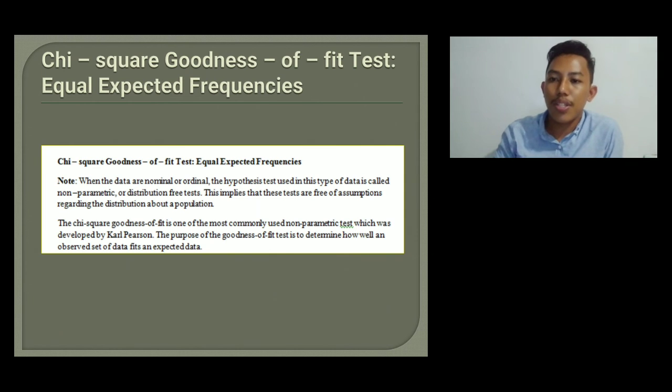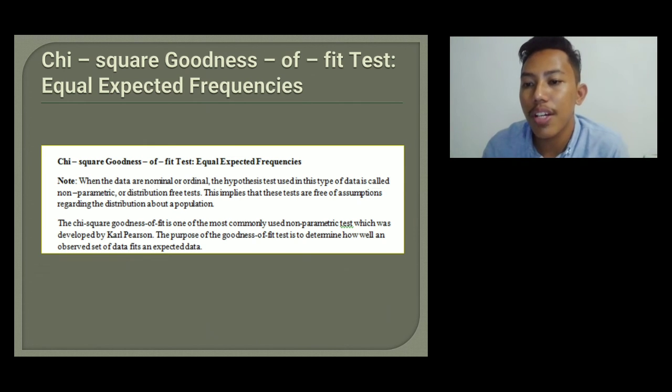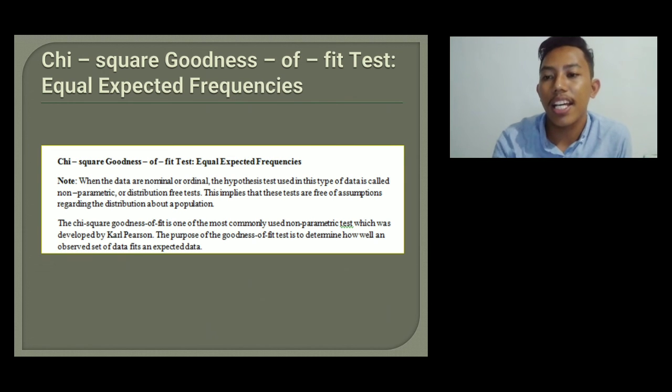Now we will go to the chi-square goodness of fit test, equal expected frequency. When the data are nominal or ordinal, the hypothesis test used in this type of data is called a non-parametric or distribution-free test. This implies that these tests are free of assumption regarding the distribution of a population. The chi-square goodness of fit is one of the most commonly used non-parametric tests, which was developed by Karl Pearson. The purpose of the goodness of fit test is to determine how well observed data fit expected data.